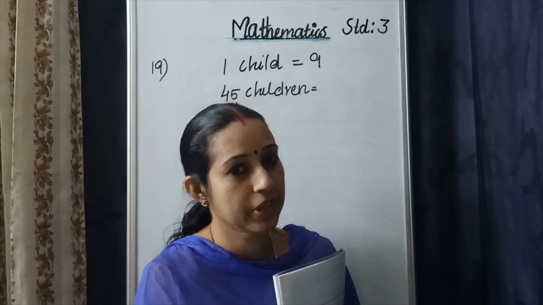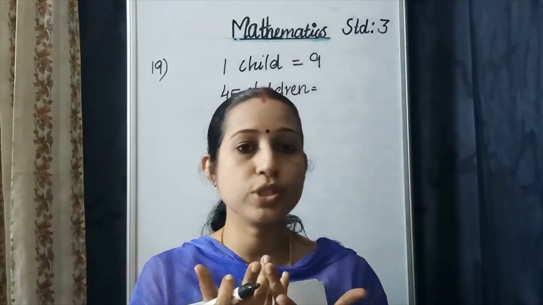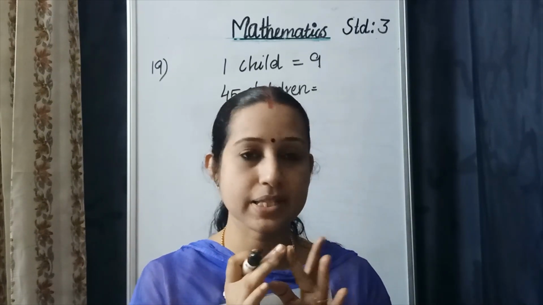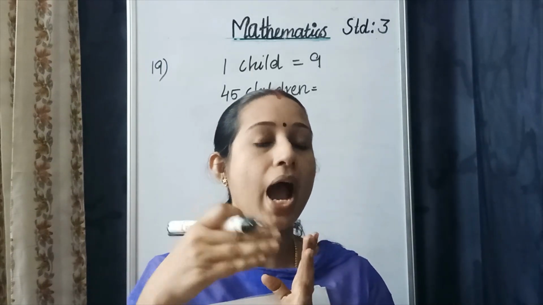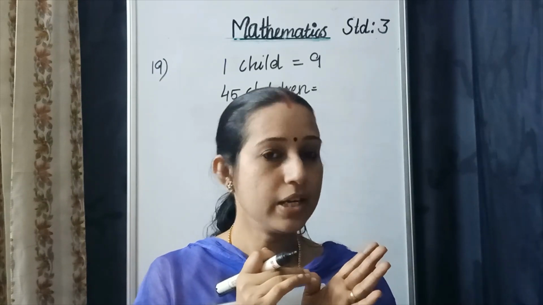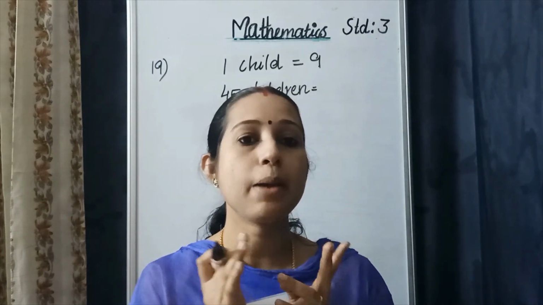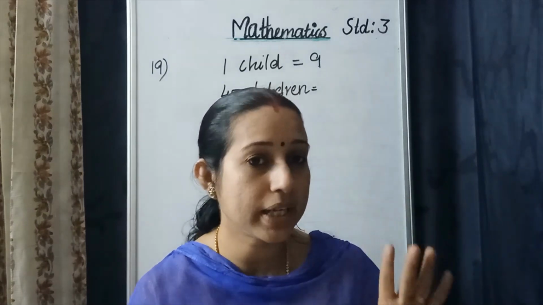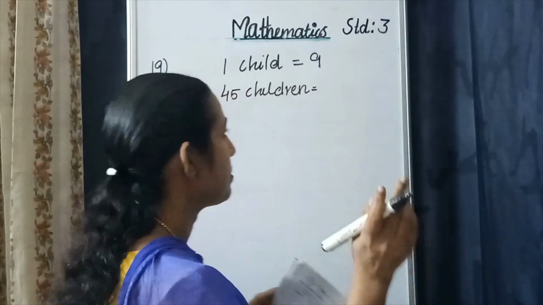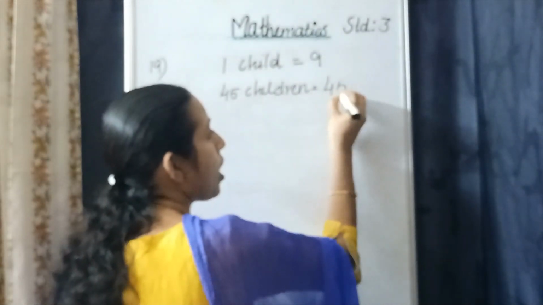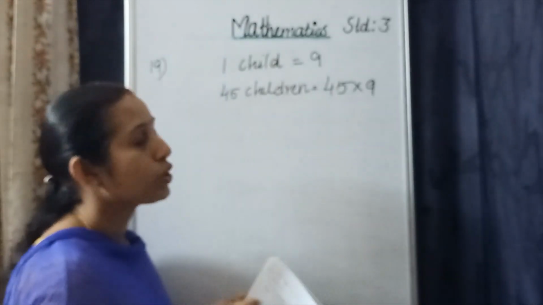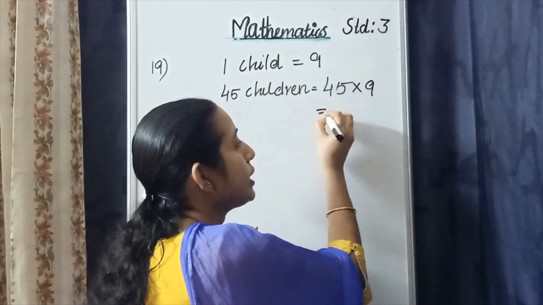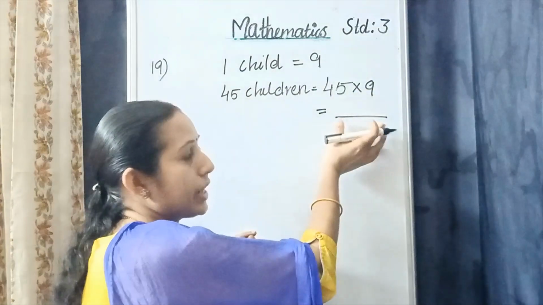One child, 9 notebooks. Two children, 9 plus 9. 3 children, 9 plus 9 plus 9. Means we add the same number. So 45 children, how many? We add 9 how many times? 45 times. Using the multiplication symbol, we can write 45 into 9. So the total number of notebooks carried by 45 children is equal to 45 into 9. Just multiply this, and we will get the answer.